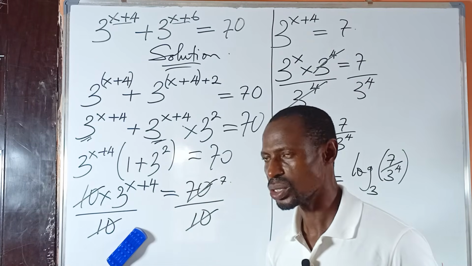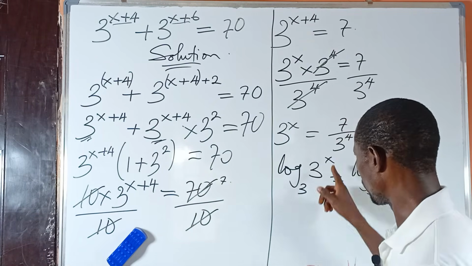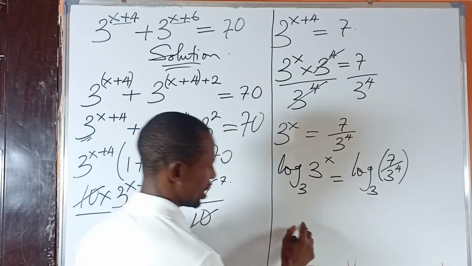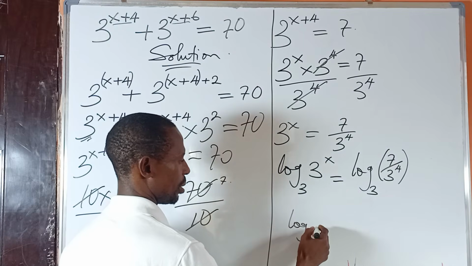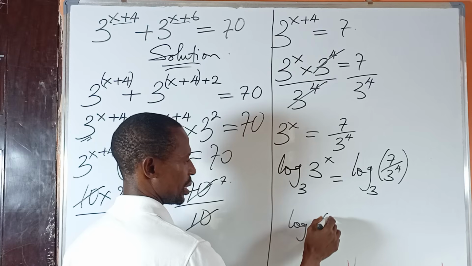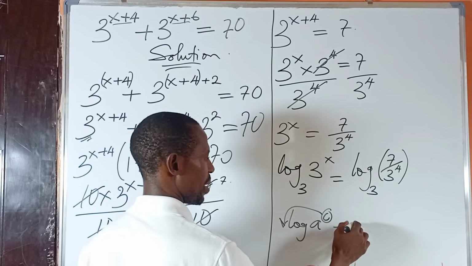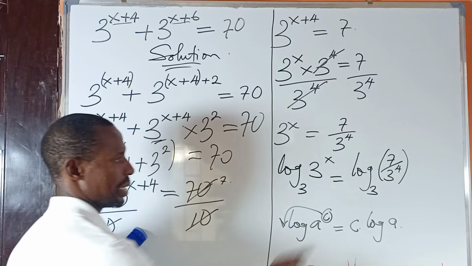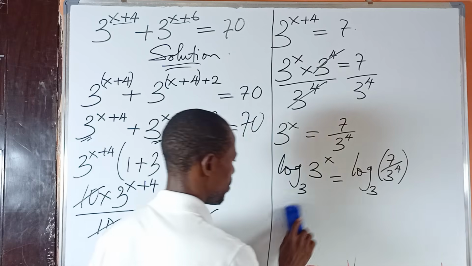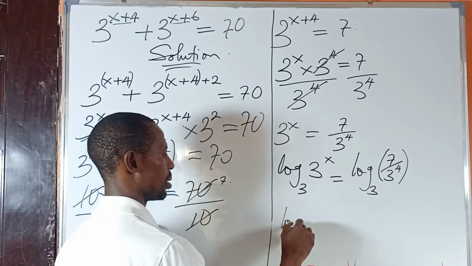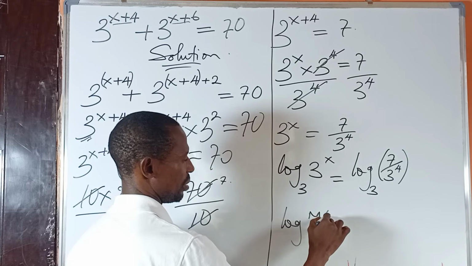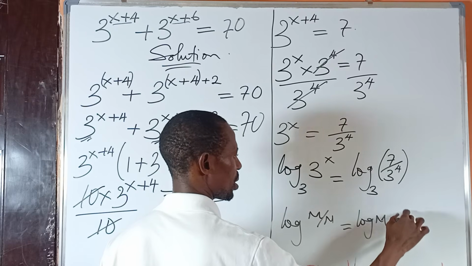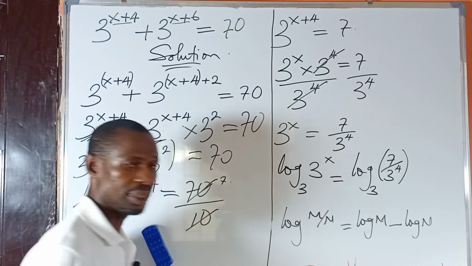We are going to apply two laws of logarithm here. What are the two laws? We are going to apply the power law and the division law. Let me quickly write them here and erase them. The power law says that when you have log of a to the power of c, we move this to this side to give us c times log a. That's what we call the power law. Then the division law of logarithm says that when you have log of m all over n, this is equal to log m minus log n. This is the division law.